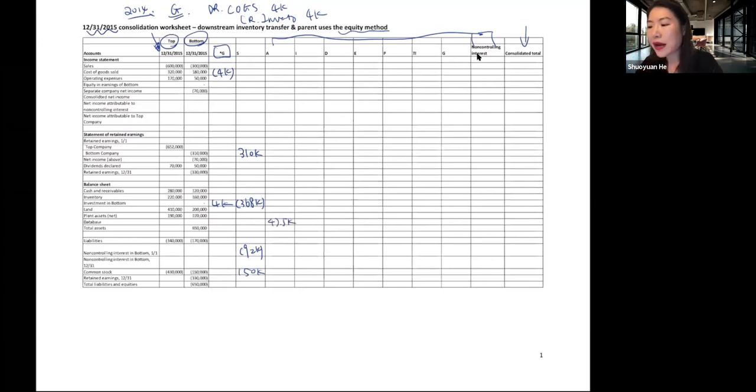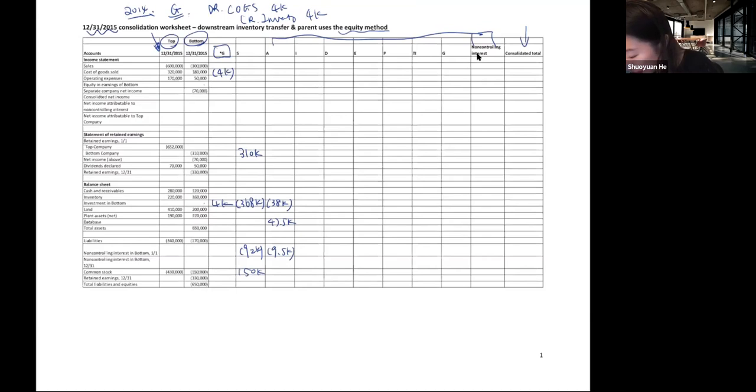And this is allocated between controlling and non-controlling interest. Controlling interest gets 80%, non-controlling interest gets 20%. So for the controlling interest, the investment account goes down by 38,000. For the non-controlling interest, it gets 9,500. So this is consolidation entry A. Consolidation entry I, the purpose is to eliminate the subsidiary's income recognized by the parent.